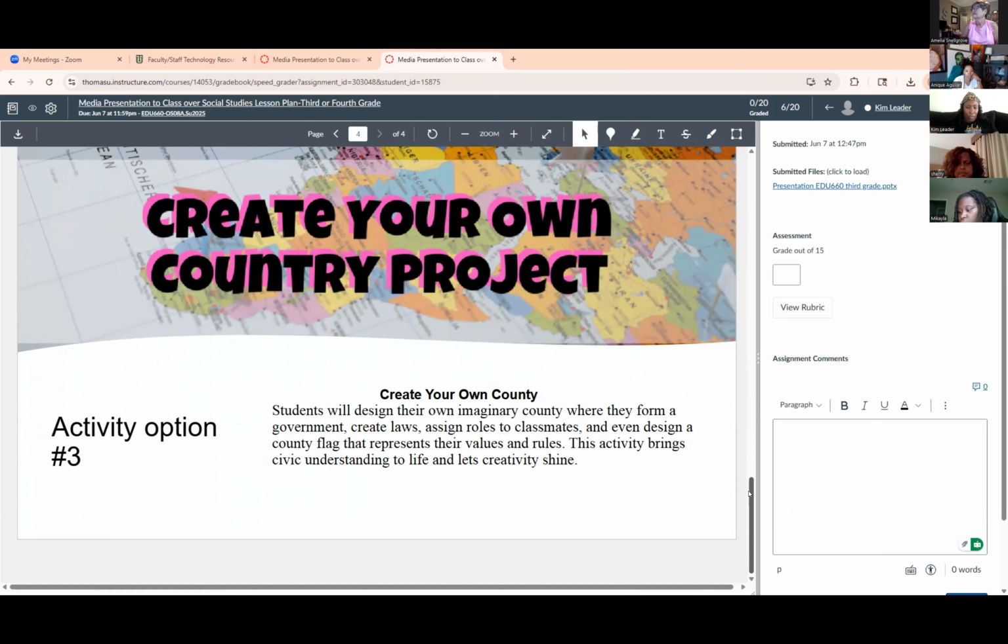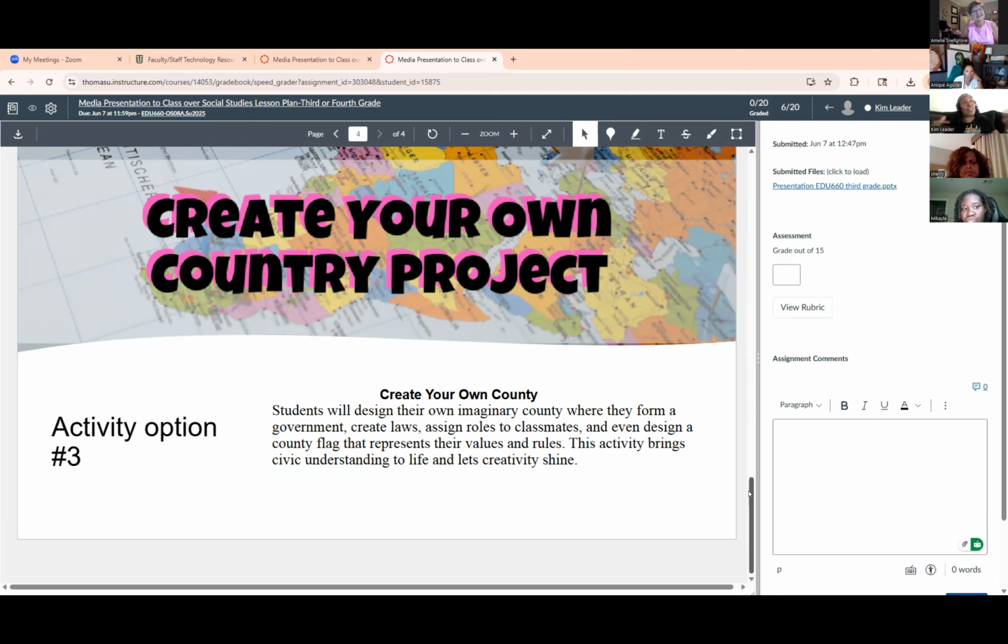They will form a government, create laws, and assign roles to classmates. With this one, I find that working in groups of three or four works more than pairs. And this activity brings civic understanding of life, and it lets them create. Even creating their own flag, you can see, okay, what does that mean? Why do you have that symbol on your flag?